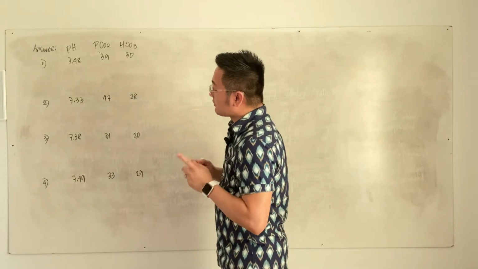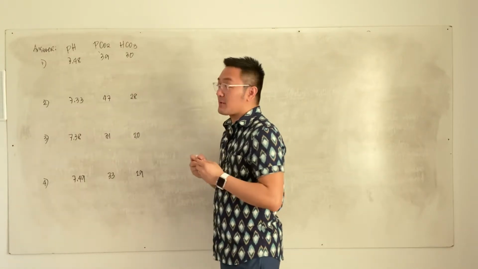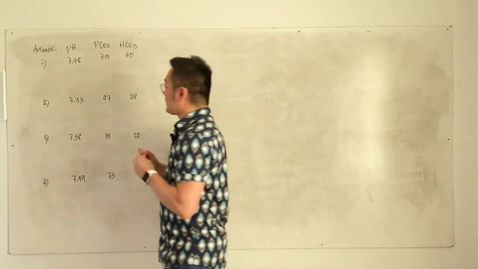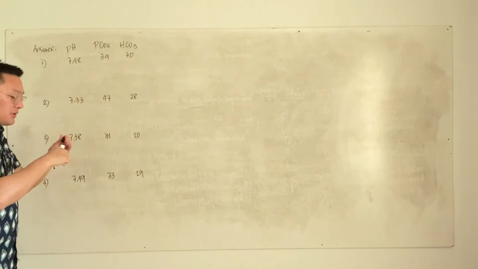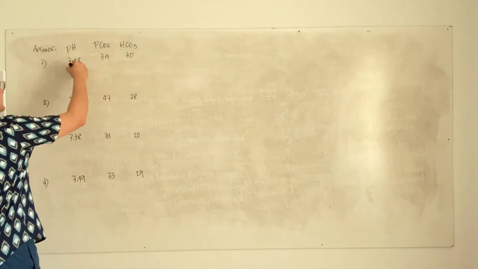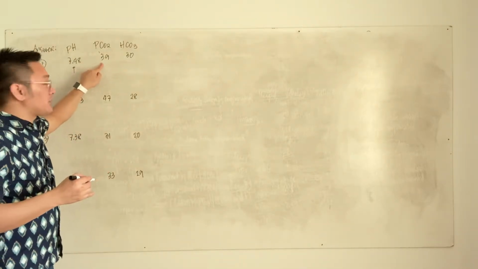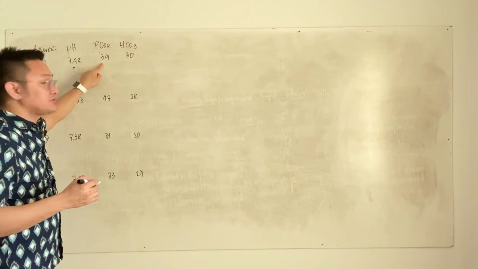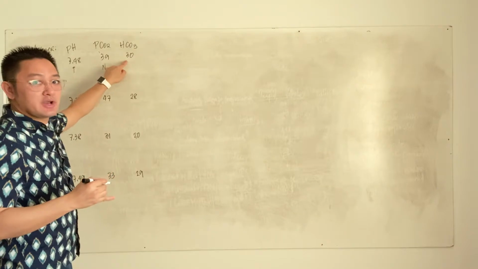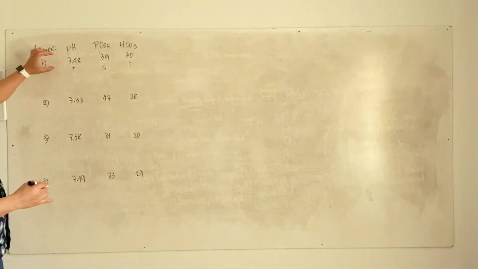So look at your number one: pH is 7.48, PCO2 is 39, bicarb is 30, okay? I hope you are familiar now with the different values. With your pH 7.48, remember the normal pH is 7.35 to 7.45. So definitely 7.48 is high. 39, remember the normal carbon dioxide is 35 to 45. So this is normal, okay? Bicarbonate is 22 to 26. This is high. So what do you think is this result?